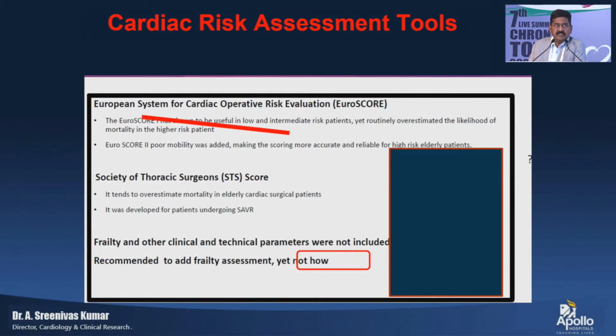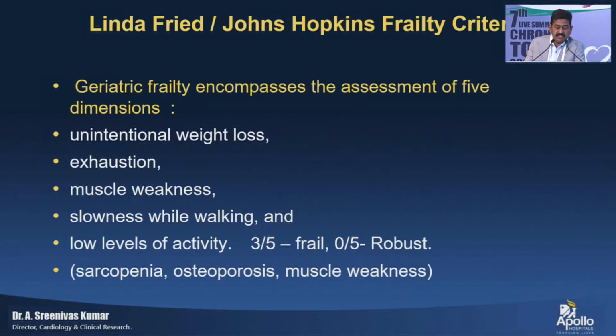Any of the risk scores which you see, you have the EuroSCORE, you have the STS score. These scores never incorporated this newer concept of frailty in the clinical evaluation. And that's how, in spite of the various risk scores being present, we sometimes still fail to assess patients properly. The Johns Hopkins frailty criteria include recent weight loss, exhaustion, muscle weakness, slowness while walking, and low levels of activity. If 3 out of 5 are there, they're considered frail individuals. If nothing is there, they're probably better.